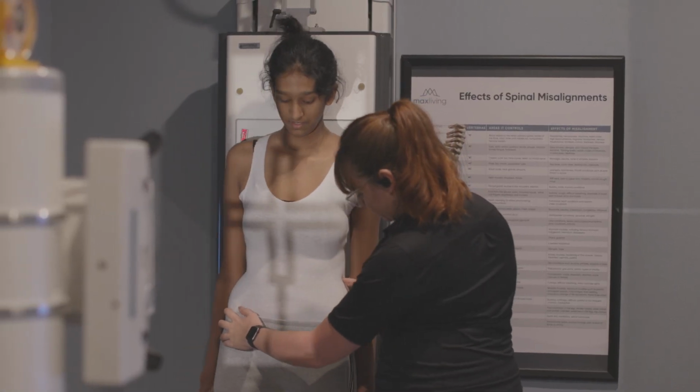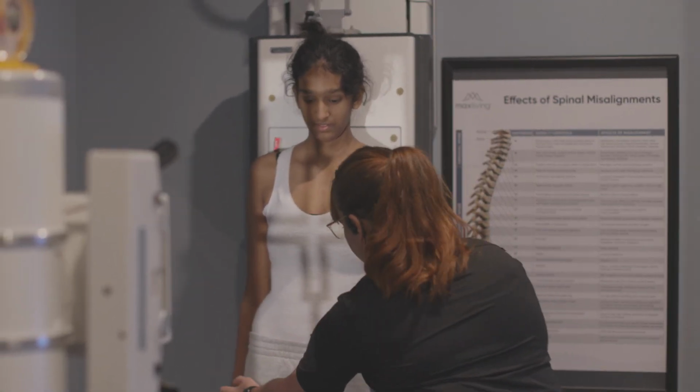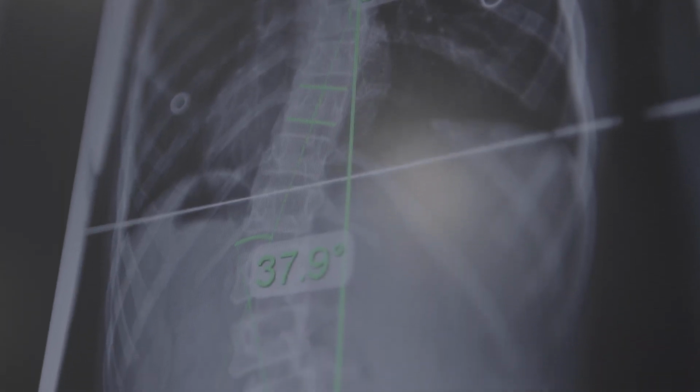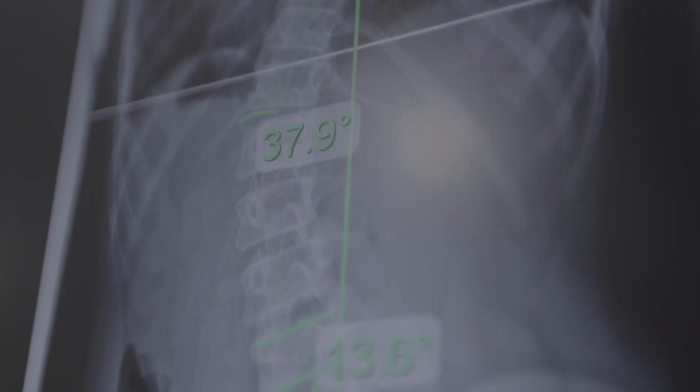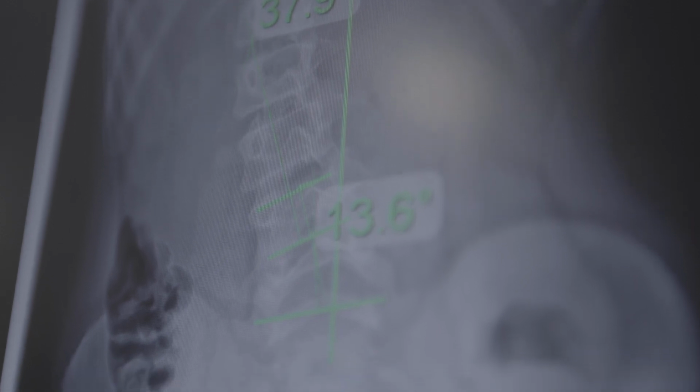And the measurement is normally taken on a standing film, which is the best way to do it. And the lines are drawn from the most tilted vertebra on the top part of the curvature versus the most tilted vertebra below the apex of the curvature. And these intersecting lines will give you an actual degree, meaning 0 degrees being normal, and the higher the number, the more severe the scoliosis.